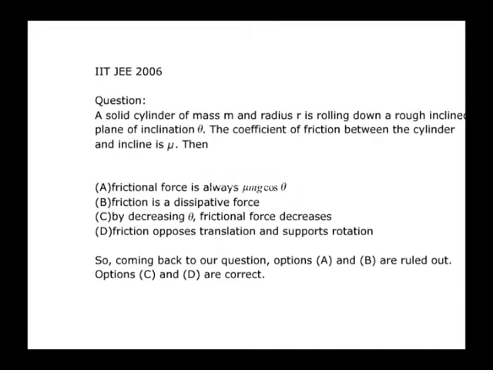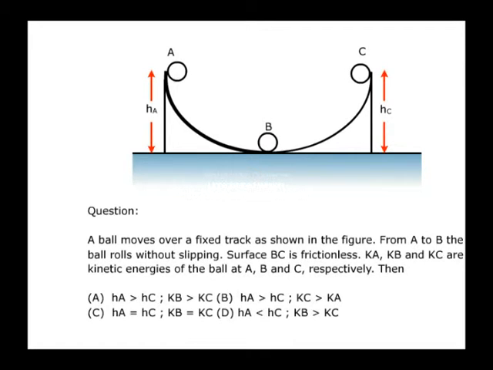Let's take a look at a few other JEE questions. This one on your screen says, a ball moves over a fixed track as shown in the figure. From A to B, the ball rolls without slipping. Surface BC is frictionless. Ka, Kb and Kc are kinetic energies of the ball at A, B and C respectively. Then, once again, you have 4 options to choose from.